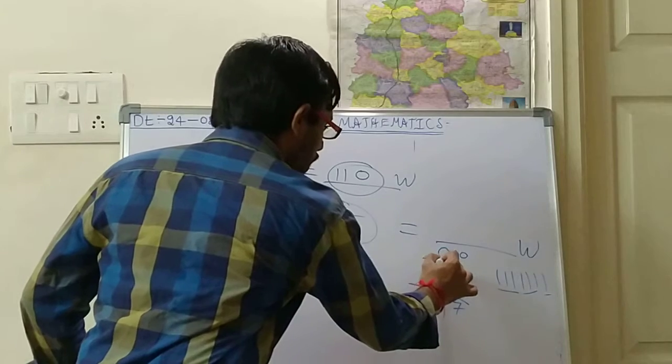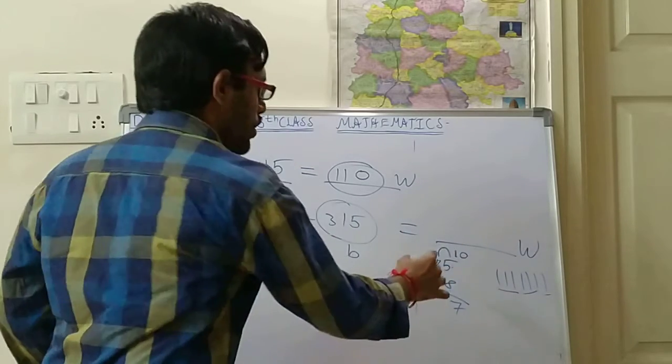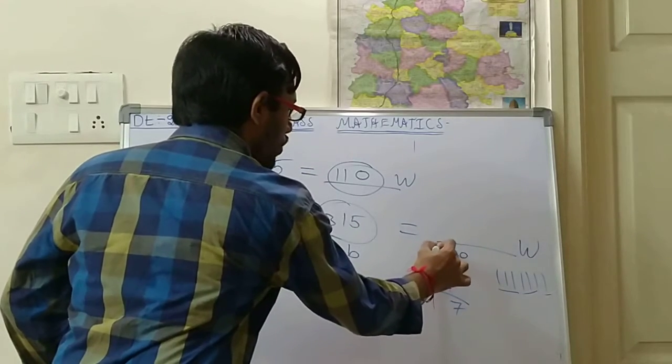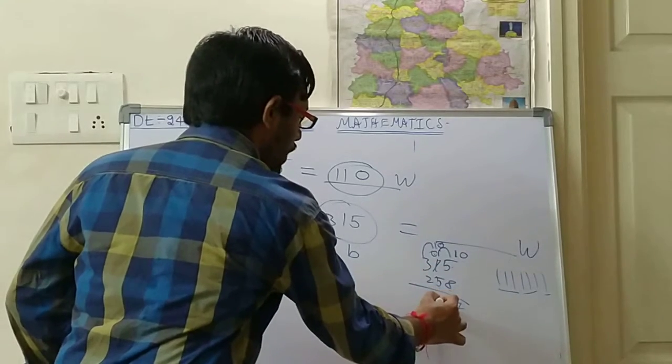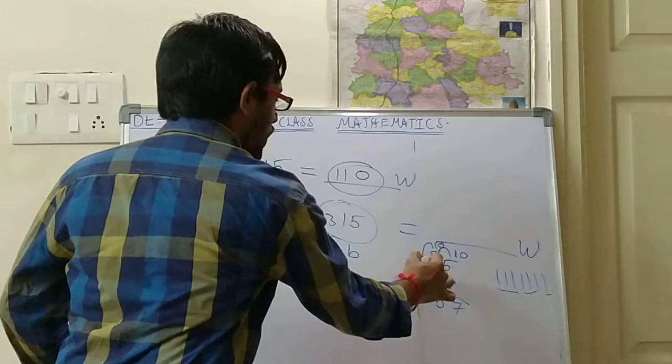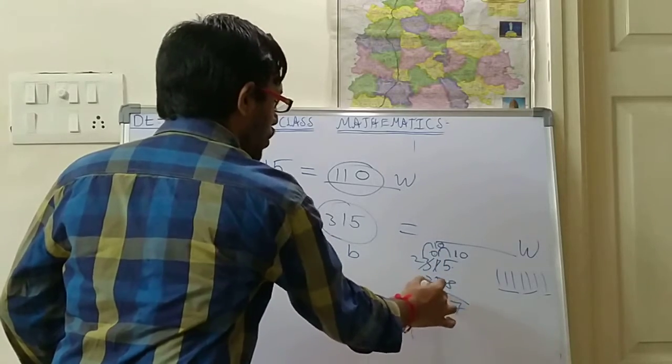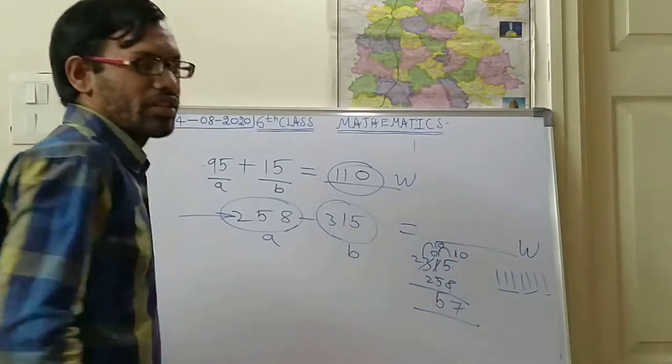Next step. Here 1 will be reduced to 0. So 0 minus 5, no, we can't take. So again borrow 10. 10 minus 5 is 5. Next step. Here 2 minus 2 is 0. So here the result is 57.